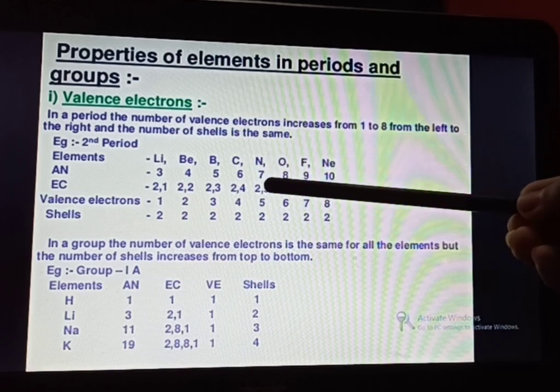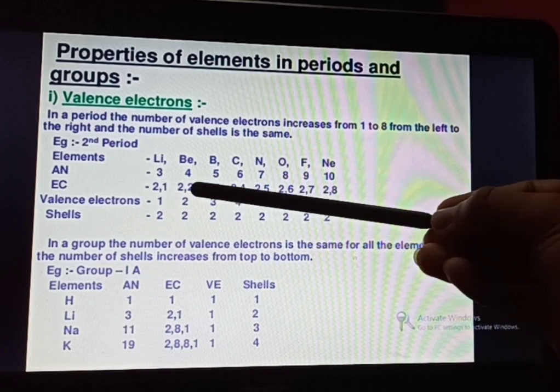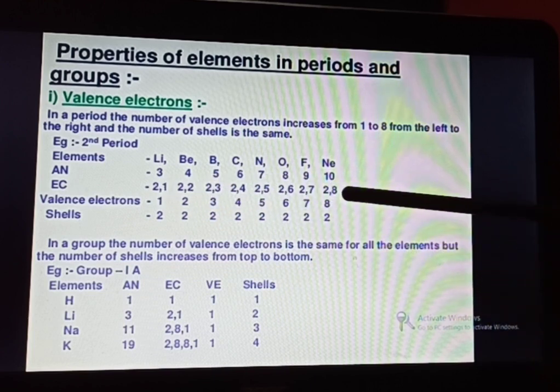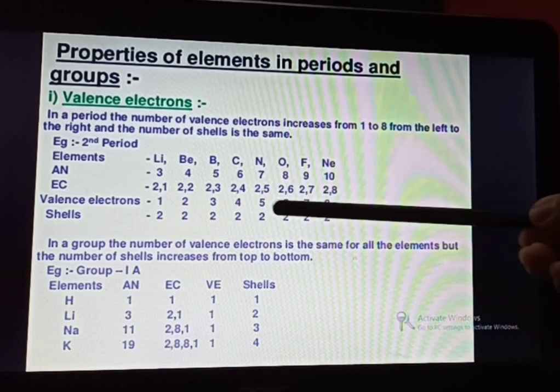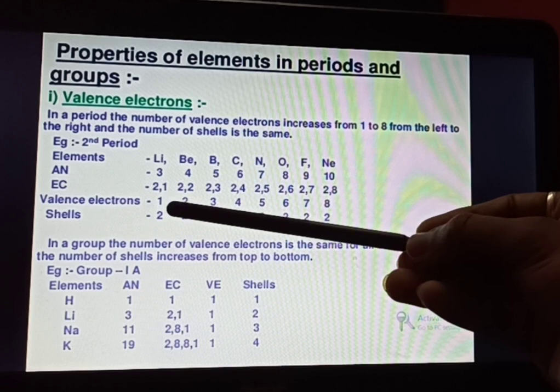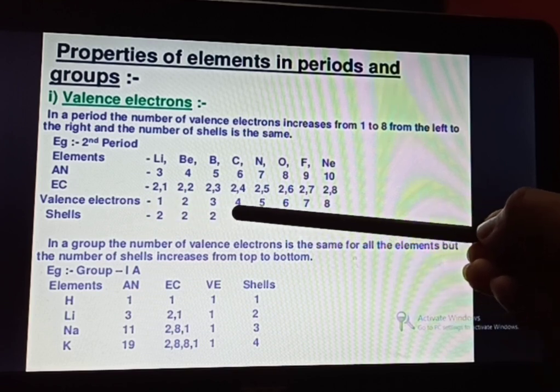So second period has 2 shells. So number of shells 1, 2, 1, 2. So every element of the second period has 2 shells. So number of shells remains the same. Now you see the valence electron. Here is 1 valence electron, here is 2 valence electrons, here is 3 valence electrons, here is 4 valence electrons.